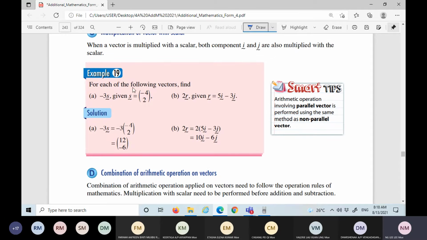For each of the following vectors, find negative 3s. S is this, means this one you times negative 3. Negative 3 times negative 4, you get 12. Negative 3 times 2, you get negative 6. How about in ij form? The same thing. 2r means 2 times 10, and then 2 times 3. So you have 10i, the sign you follow. 2 times 3, 6j.